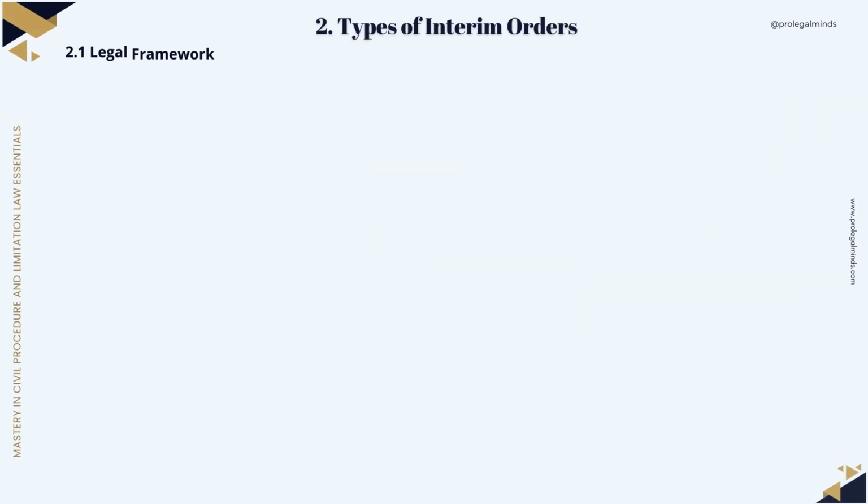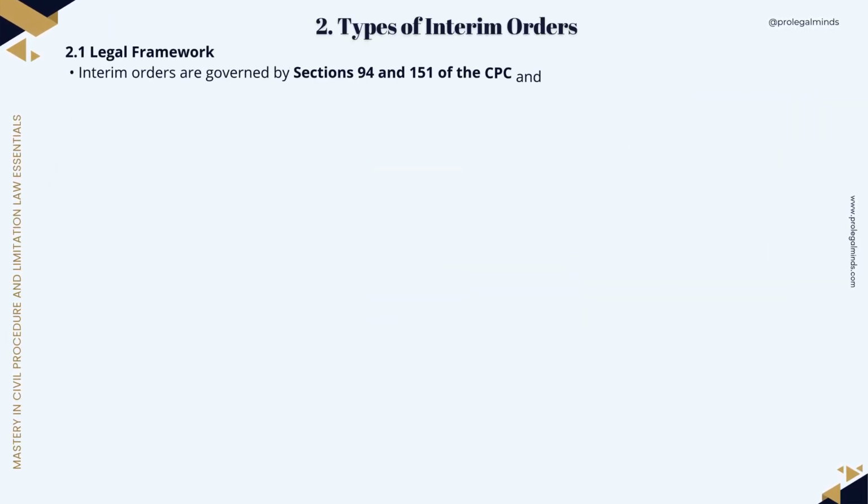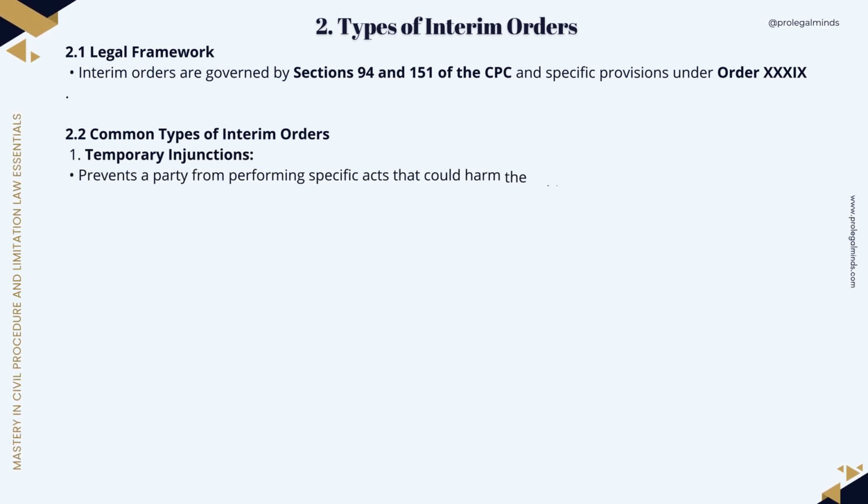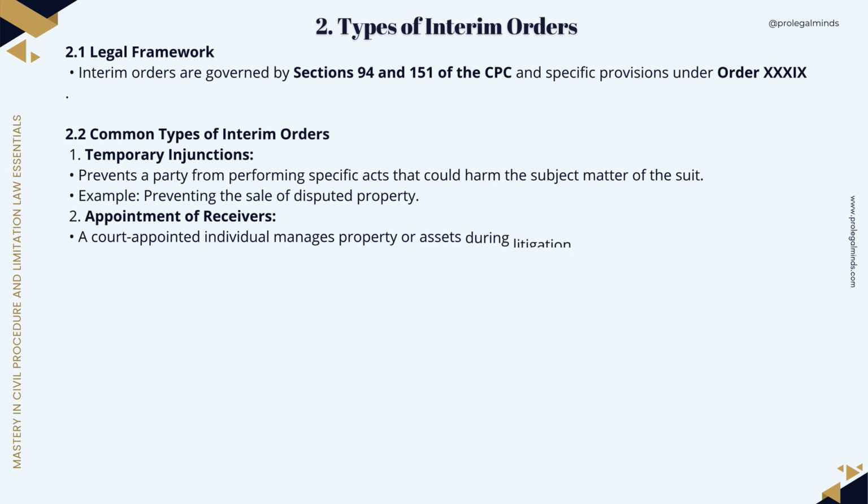Types of interim orders, legal framework. Interim orders are governed by Sections 94 and 151 of the CPC, alongside specific provisions under Order 39. These orders address critical situations where immediate court intervention is necessary.